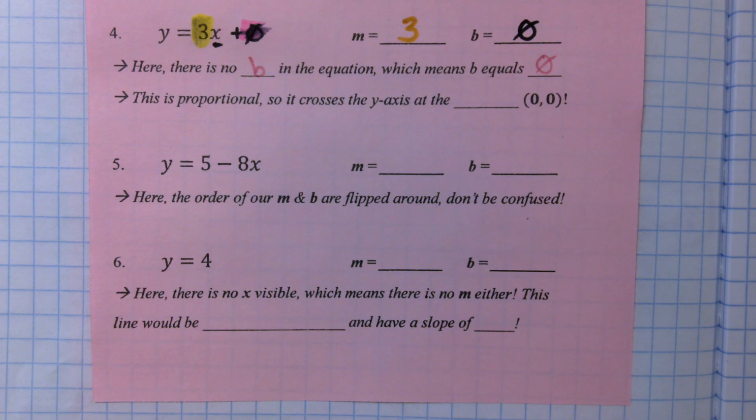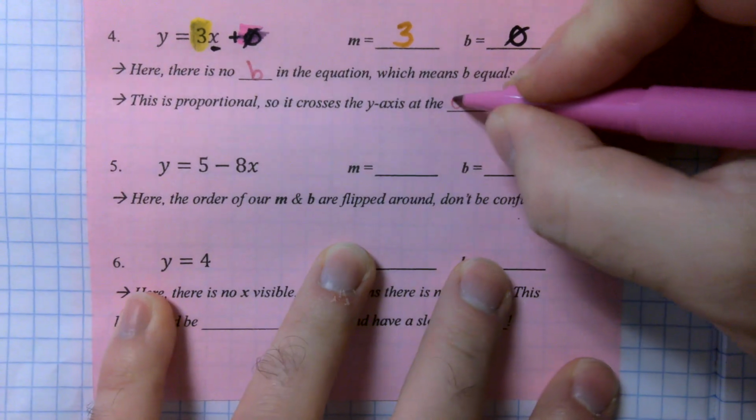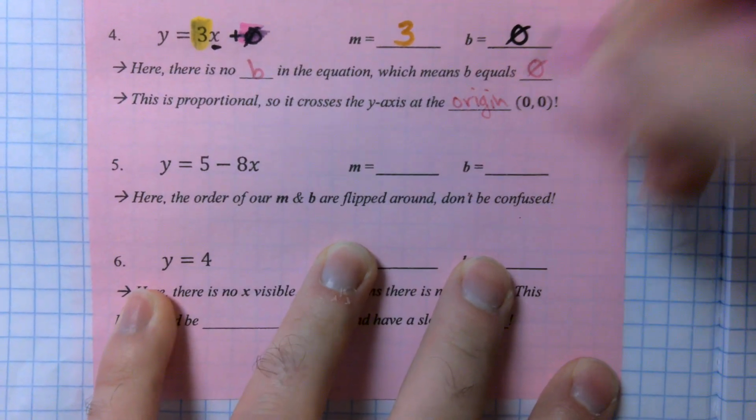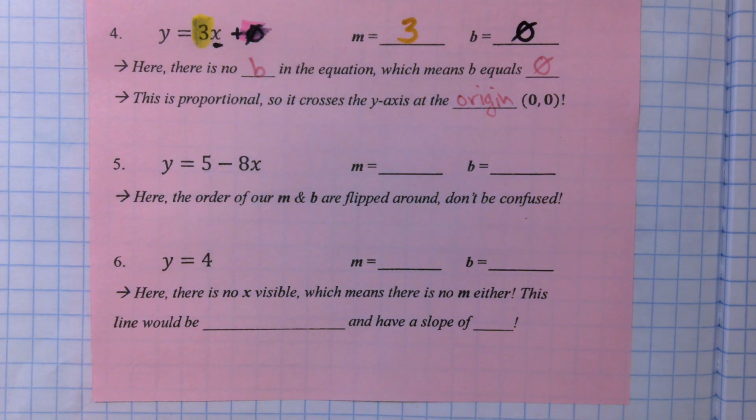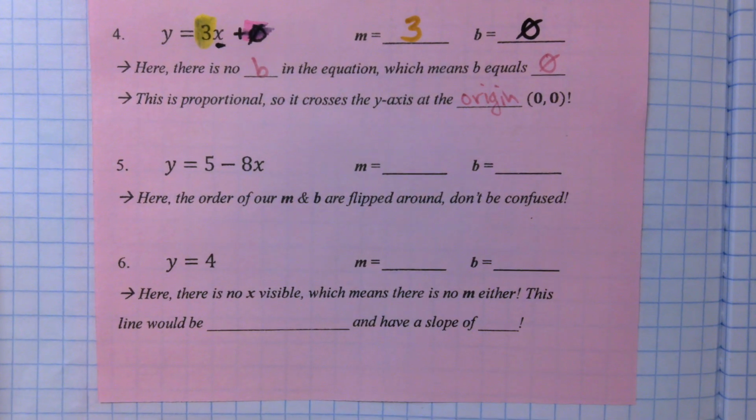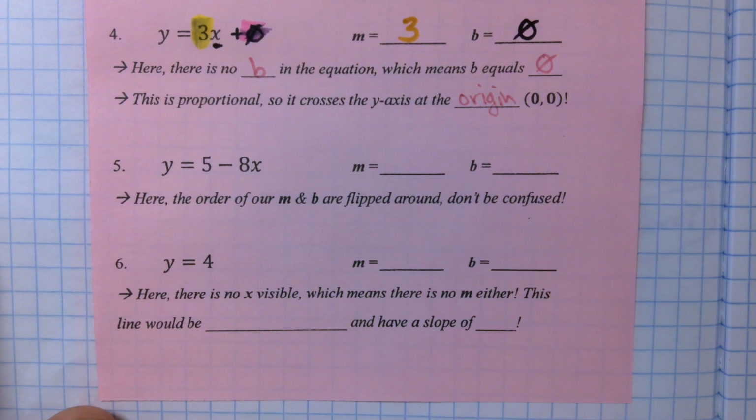So think about it. The y-intercept is where I cross the y-axis. If this is my y-axis, where is 0 on the y-axis? In the middle. What do we call that middle point? Origin. The origin. So if I have an equation like number 4, I'm crossing the y-axis at the origin. Everybody cool on that? Yeah.